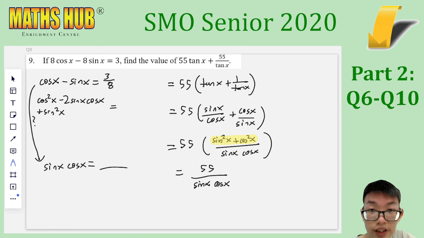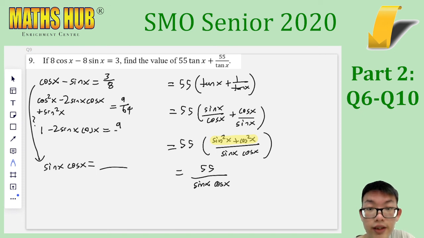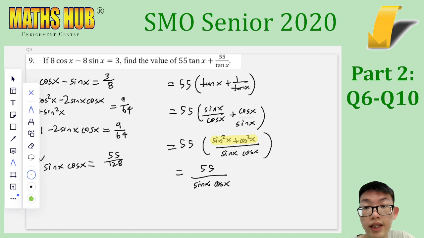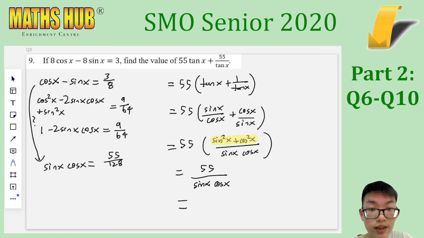So the square of 3 over 8 is 9 over 64, and that means that 1 minus 2 sine x cosine x is equal to 9 over 64. Rearranging and dividing by 2, sine x cosine x would be 55 over 128. And that means that my final answer is just 128.